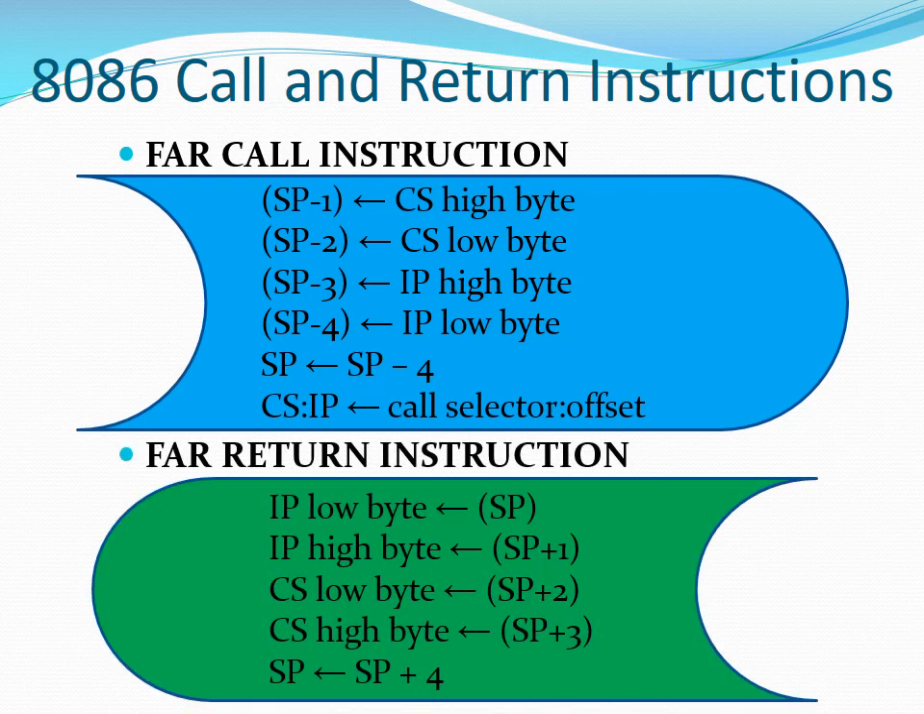For the far return instruction, the equations show that the instruction pointer followed by the code segment register are popped from the stack. This makes program execution branch back to the instruction that follows the last call instruction.